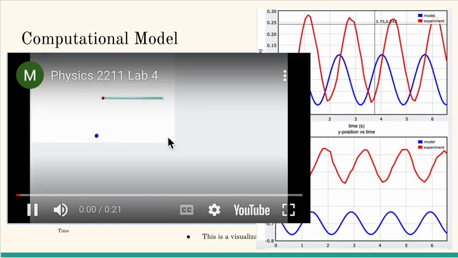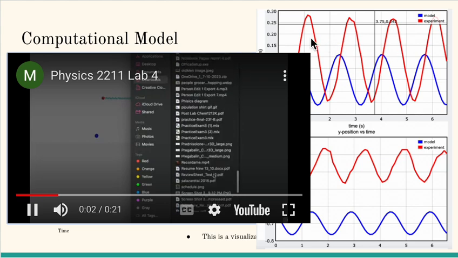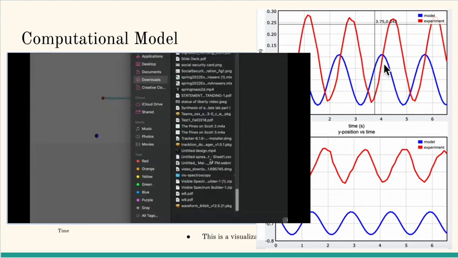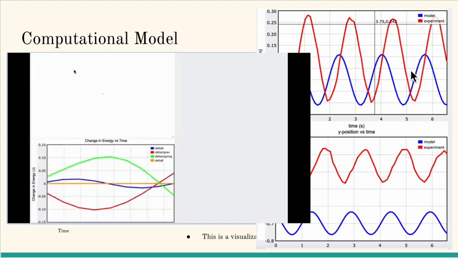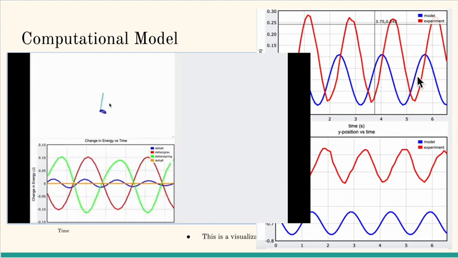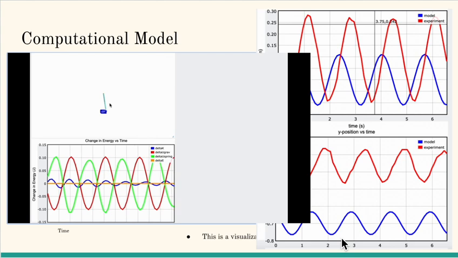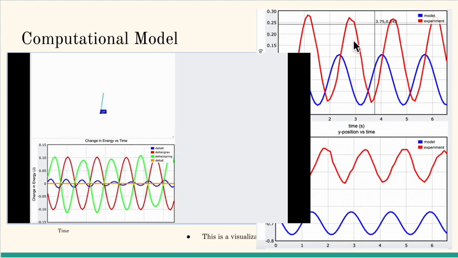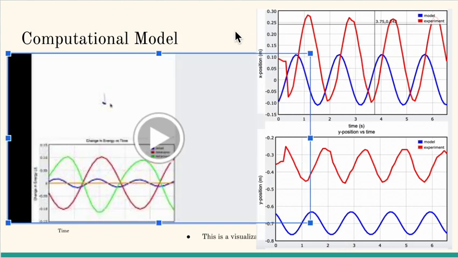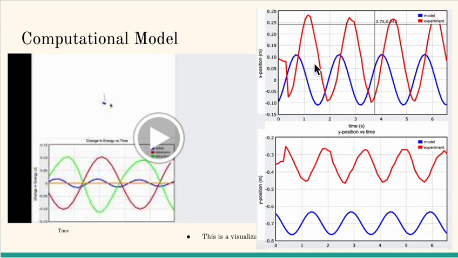So the computational model is shown here. As you can see, we have the comparison between the empirical models and the experimental models to the right. There's a slight phase shift in both of the models. There's an amplitude difference in the comparison between x position and time, and there's like a vertical shift in the y position over time, but the amplitude is pretty close. But there's a phase shift in both.